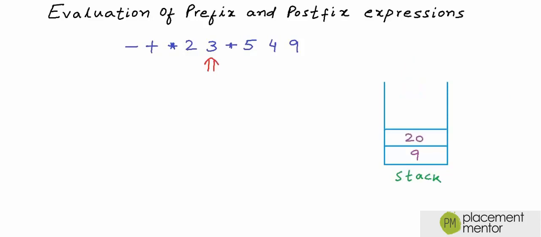Now we have 3 and 2. Both will go onto the stack, and now we have this multiplication operation. 3 and 2 will be popped and their product 6 will be pushed. Now we have this addition. The 2 elements at top are 20 and 6. They will be popped and their sum 26 will be pushed. Finally we have this subtraction. 26 and 9 will be popped out and 17 will be pushed. And finally this is my answer. Prefix evaluation can be performed in a couple of other ways also, but this is the easiest and most straightforward.